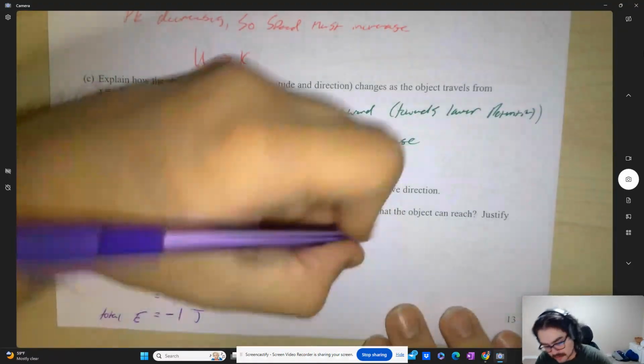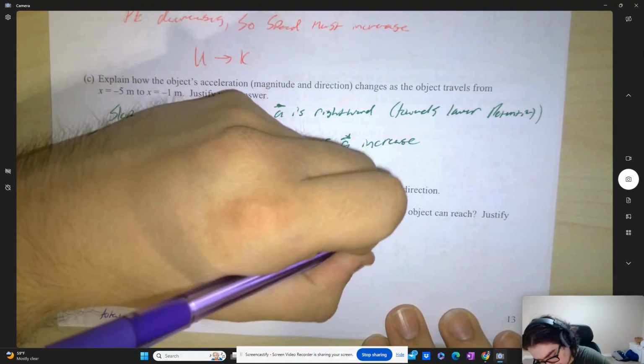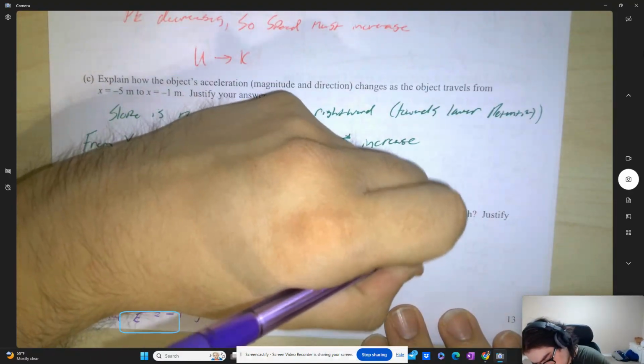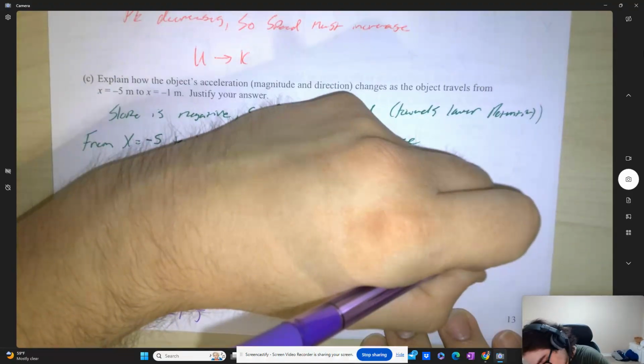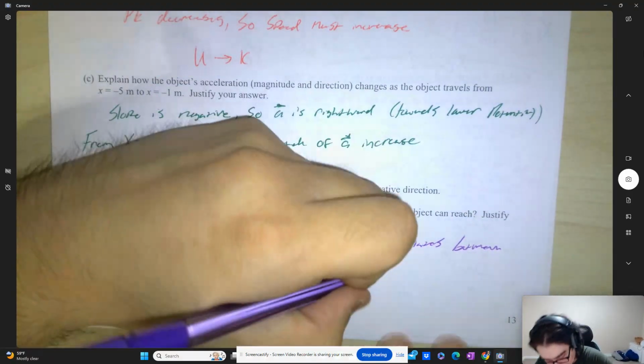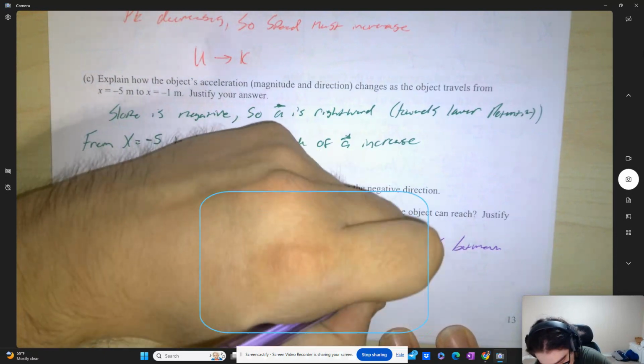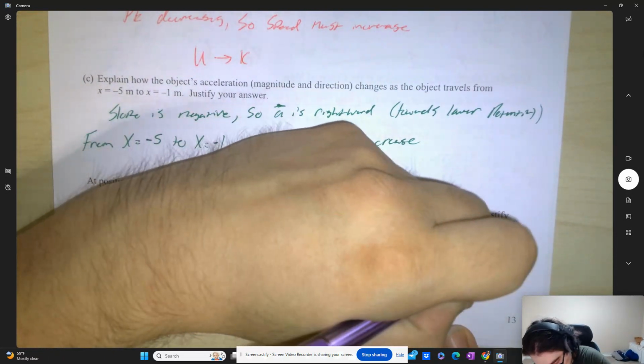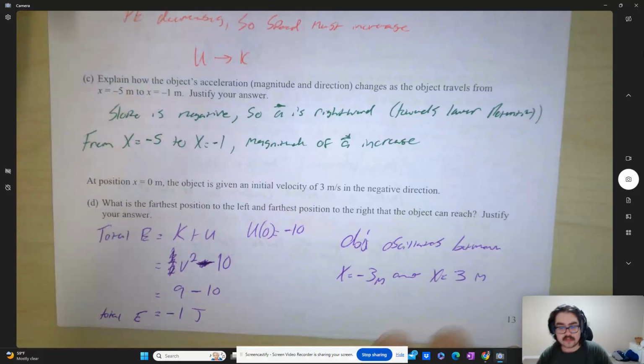So the object oscillates between x equals, what was it, -3? Yeah, -3 and x equals 3. So that's what you'd get for that.